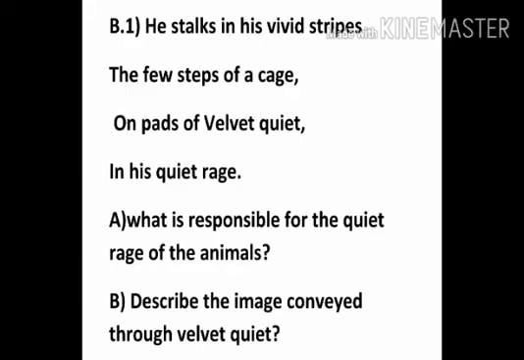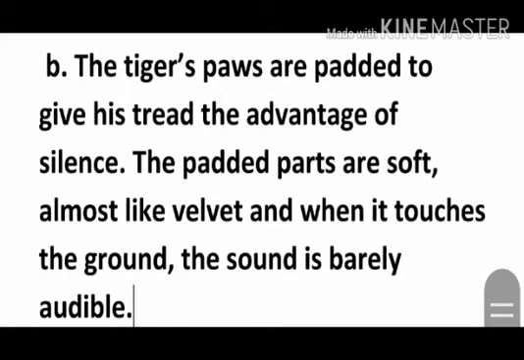Question number B. Describe the image conveyed through the velvet quiet. Answer. The tiger's paws are padded to give his tread the advantage of silence. The padded parts are soft, almost like velvet, and when it touches the ground, the sound is barely audible.